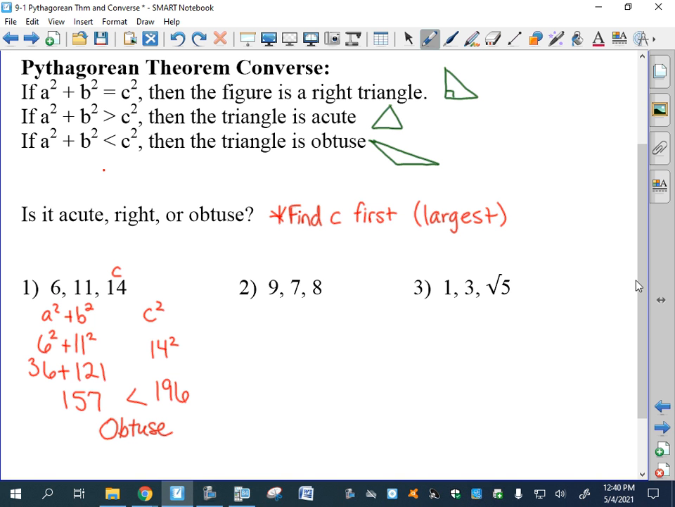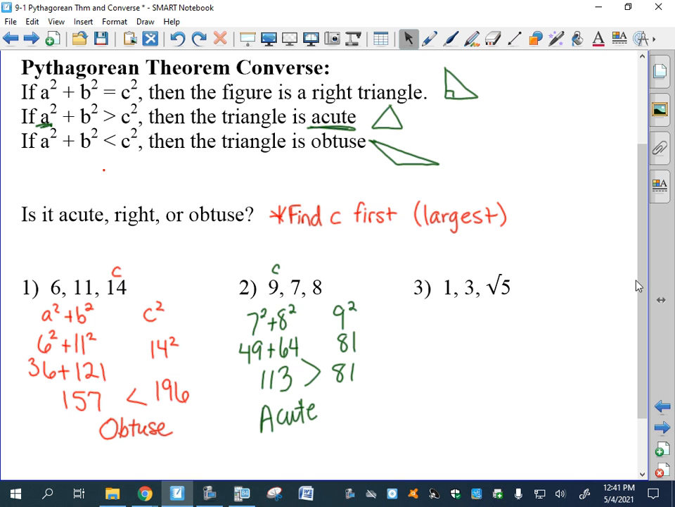What's C? 9. So 7 squared plus 8 squared, how does that relate to 9 squared? Well, 7 squared is 49, 8 squared is 64. You go ahead and move over here. 9 squared is 81. What's 49 and 64? 113. How is that related to 81? It's greater, so acute. So if the left side is bigger, it's acute. And how I remember is A is on the left side, so acute. If the side with A is bigger, it's acute.